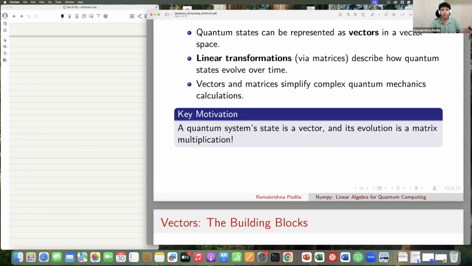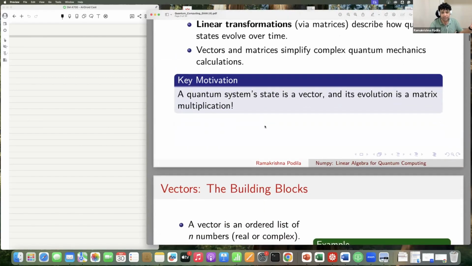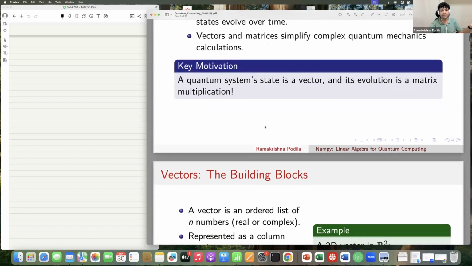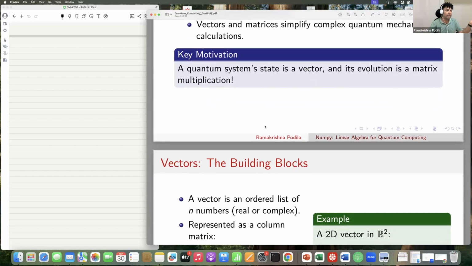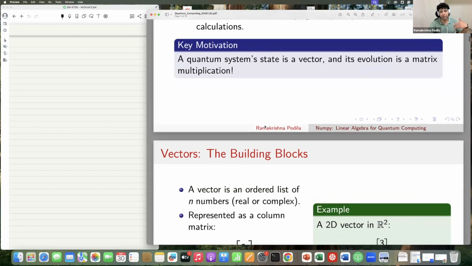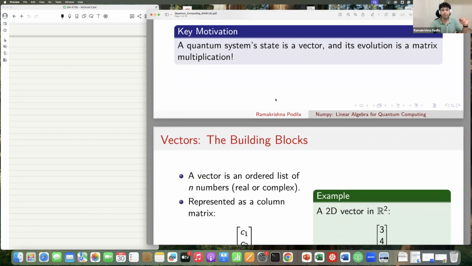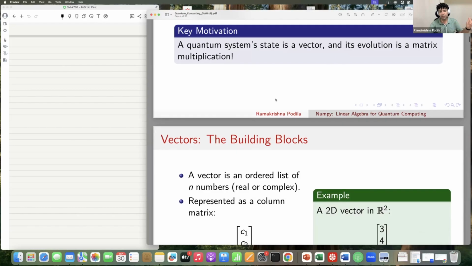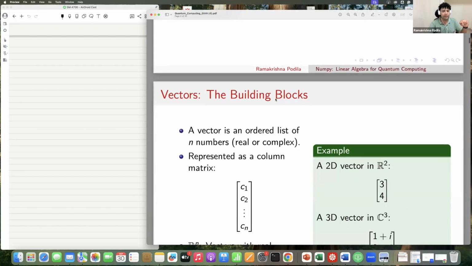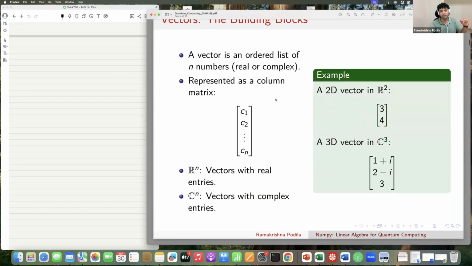So we would say that a quantum state system is a vector and its evolution is a matrix multiplication. The Hamiltonian is a matrix, an operator, and we can use that to evolve the system. Very quick introduction: a vector is an ordered list in the secondary sense.